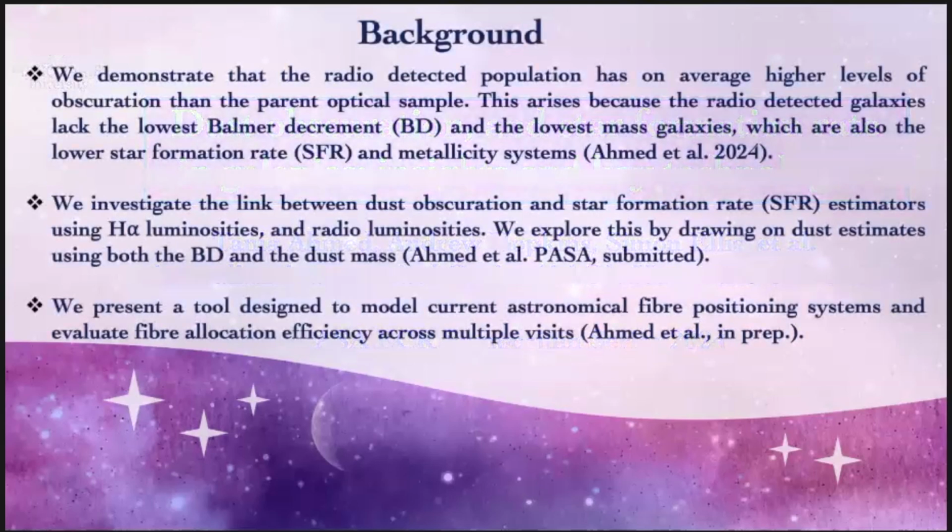In the dust part of the project, we're looking at how the obscuration properties of radio sources differ from the optical parent sample that they're chosen from. We investigate here the importance of radio selection in probing heavily obscured galaxy populations. What we are finding is that the radio detected populations have higher levels of obscuration, and we are missing the low mass, low Balmer decrement, low obscuration systems compared to the optical parent sample that they're chosen from.